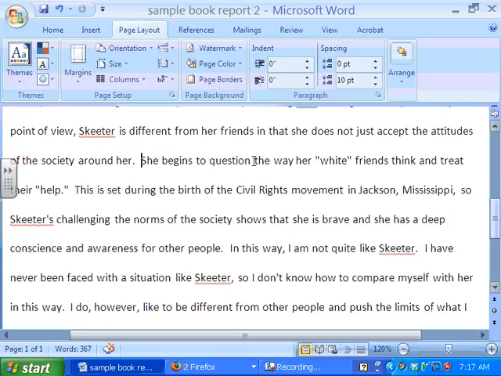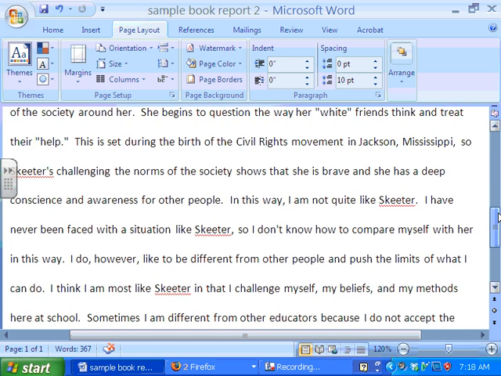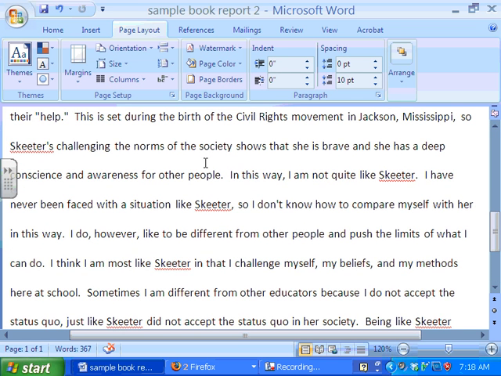Okay, so I decided, from a personality point of view, Skeeter is different from her friends in that she does not just accept the attitudes of the society around her. She begins to question the way her white friends think and treat their help. This is set during the birth of the civil rights movement in Jackson, Mississippi. So Skeeter's challenging the norms of the society. That shows that she is brave and she has a deep conscience and awareness for other people. In this way, I am not quite like Skeeter. I've never been faced with a situation like Skeeter, so I don't know how to compare myself with her in this way.